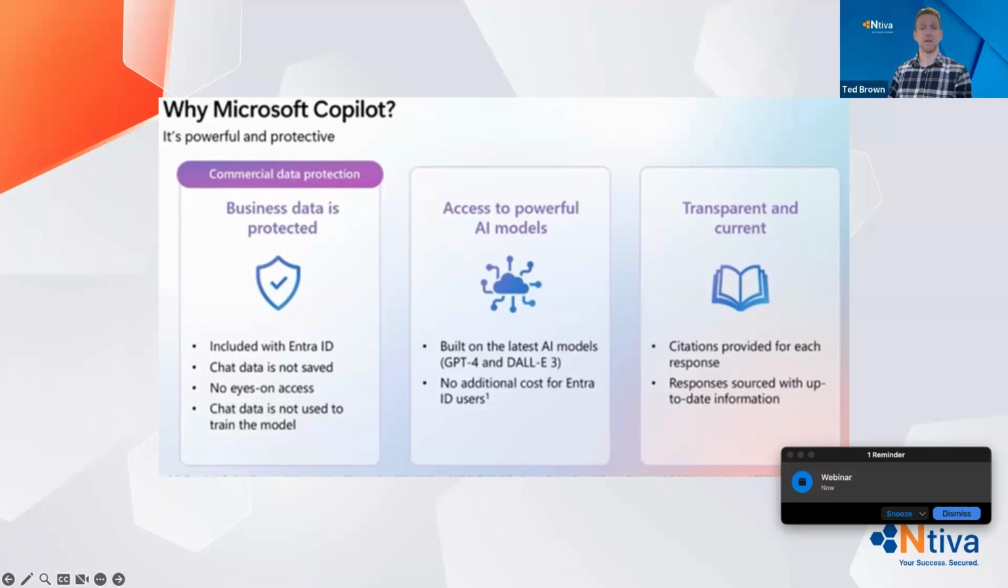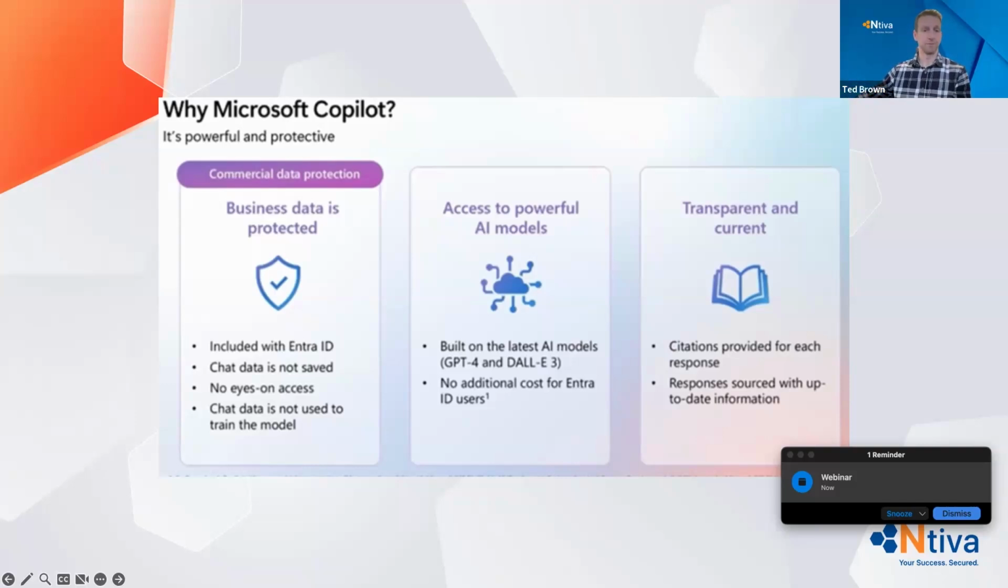It does have access, like I mentioned, to multiple different AI models. It's built upon the latest AI models of DALL-E 3 as well as ChatGPT 4, and gets the latest information, so you're not working off of old historical information. And like I showed you as well, it's transparent and current. It provides citations for each response, so you can click into it and find where it got that information and learn more if you need to, or ask additional questions based on that information.